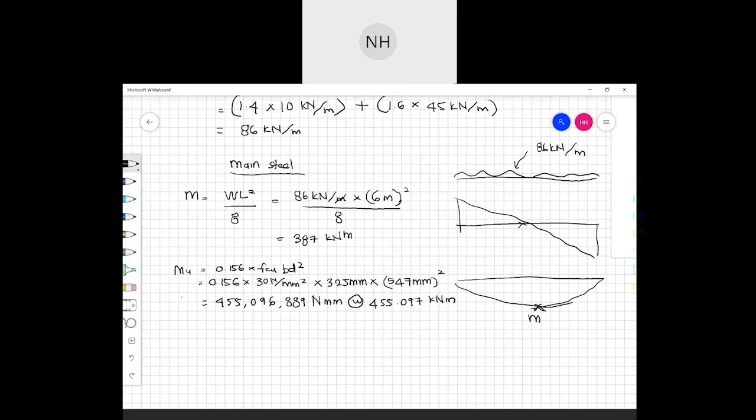After we get this, we need to compare M and MU. In our question, we see that M is less than MU, or you can also write MU is bigger than M. Same thing. So what does this mean? It means you do not require any compression reinforcement. So we write no compression reinforcement required. Okay, so we can design it as a singly reinforced concrete beam.